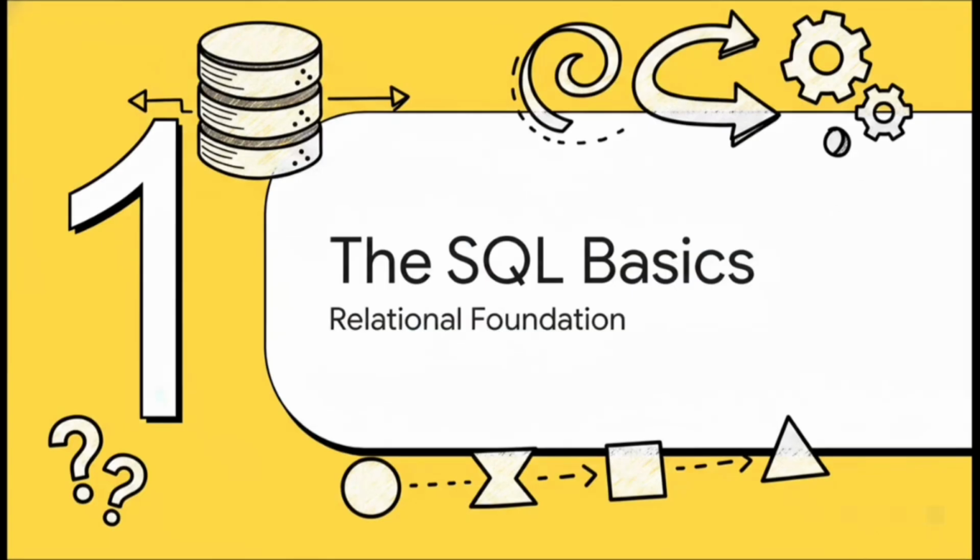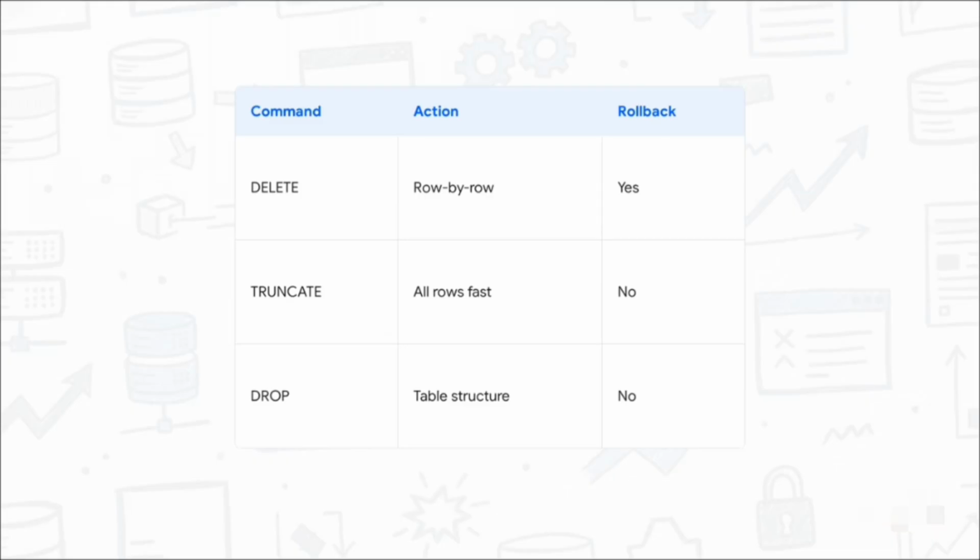Section 1. The SQL basics. Laying the relational foundation. Okay, here's your first classic interview question. What is the actual difference between delete, truncate, and drop? Well, delete is a row-by-row operation. It meticulously logs every single row it removes. Now, that makes it slower, but crucially, you can perform a rollback if you mess up.